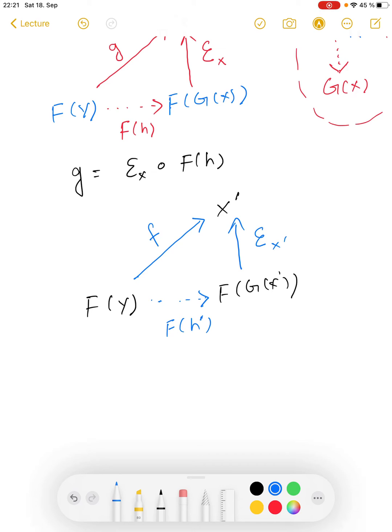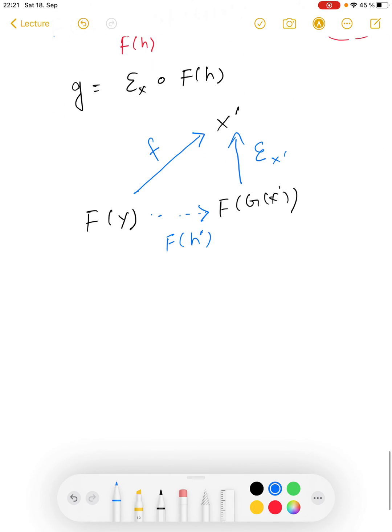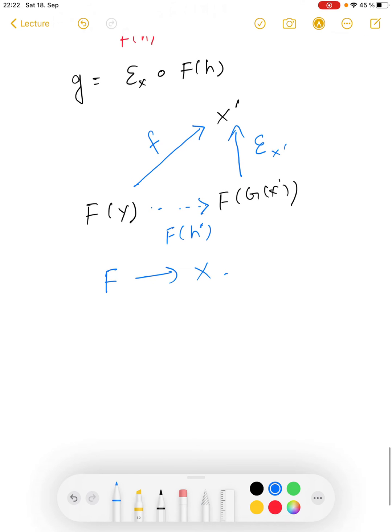So this is what we call left adjoint. Remember, in left adjoint the universal morphism is from f to x. So you must remember this point because it is very helpful in distinguishing it from a right adjoint functor.